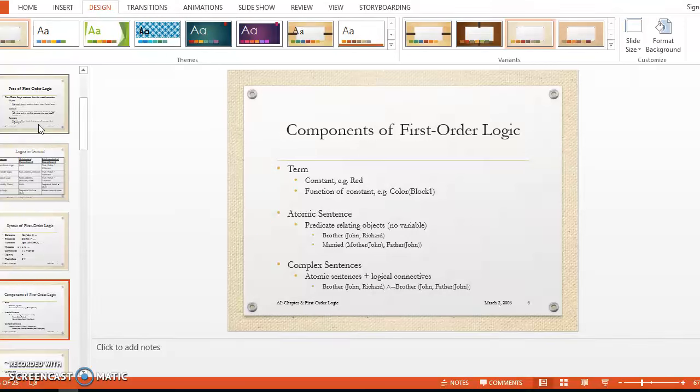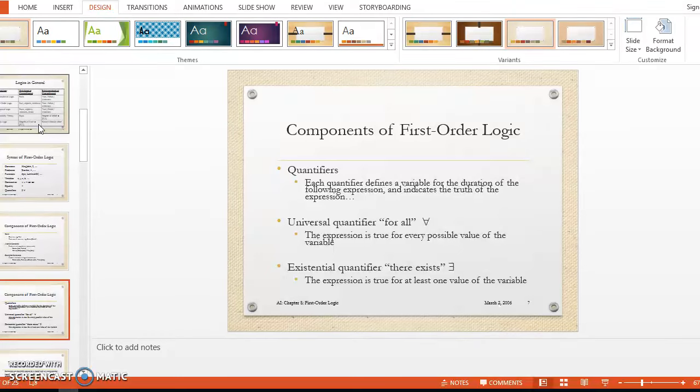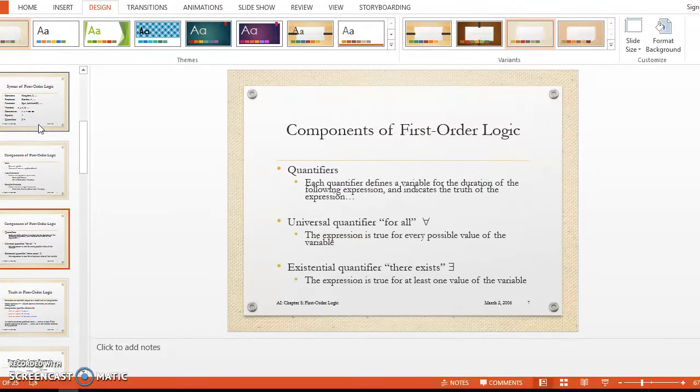For example, we are relating the brother of John and Richard. So here we have John and Richard, both of them brothers. And next one, married, mother of John and father of John. And complex sentences are atomic sentences plus logical connectives. And next one, we have quantifiers.